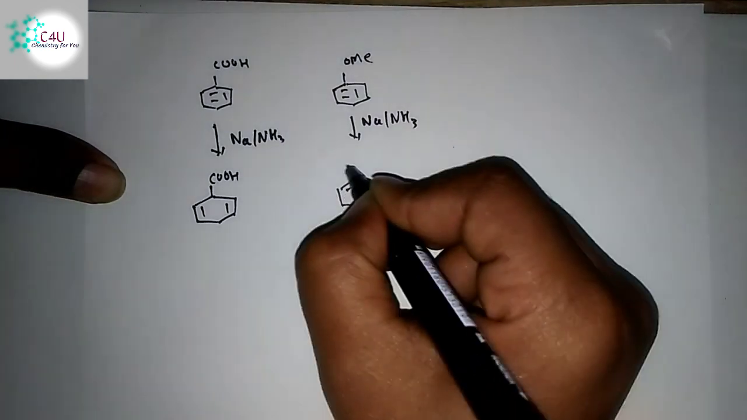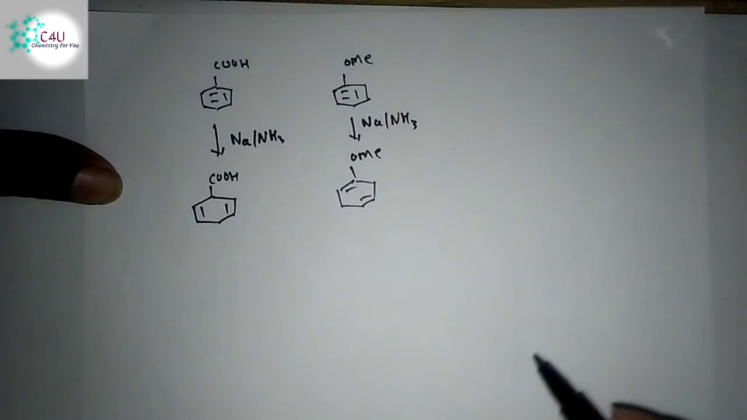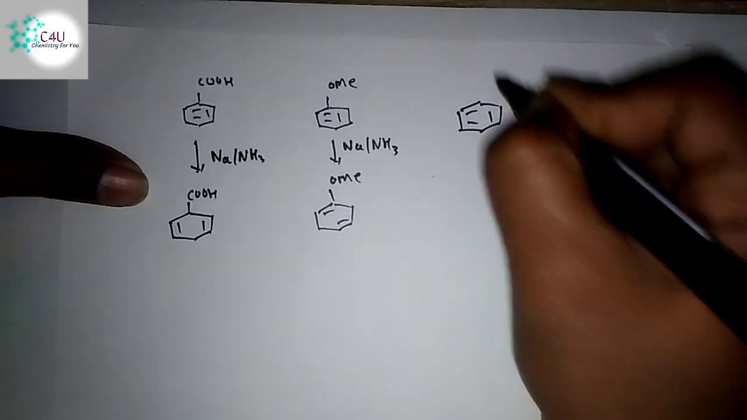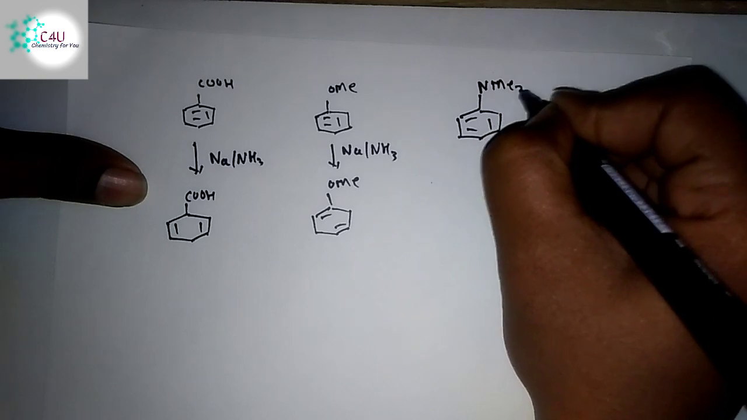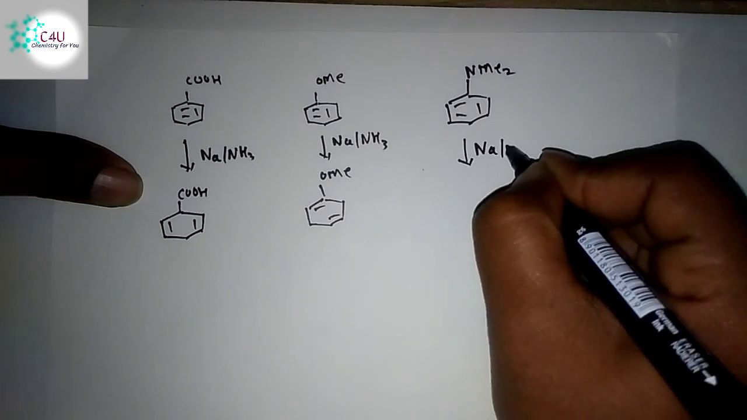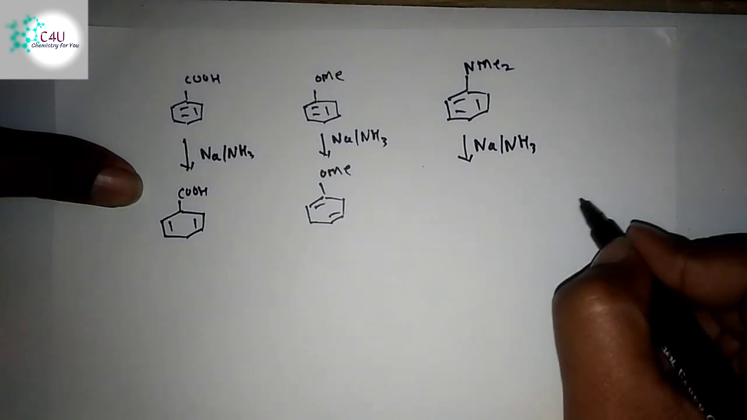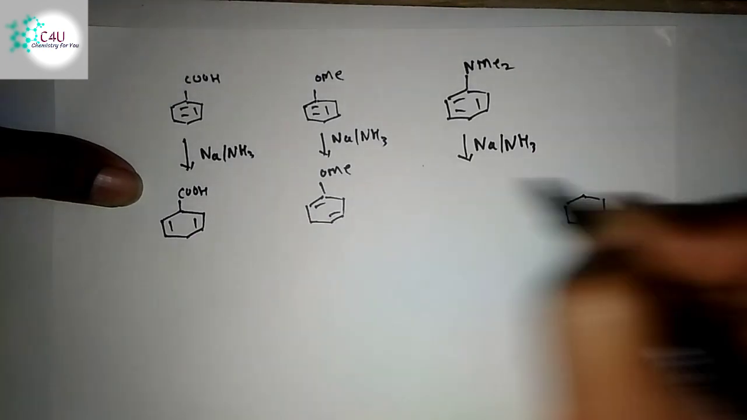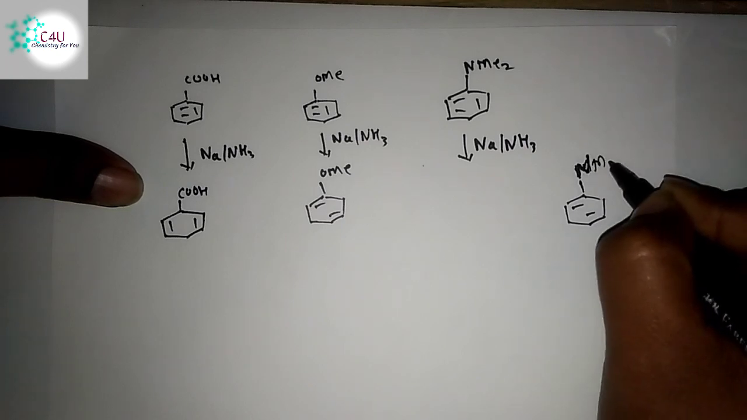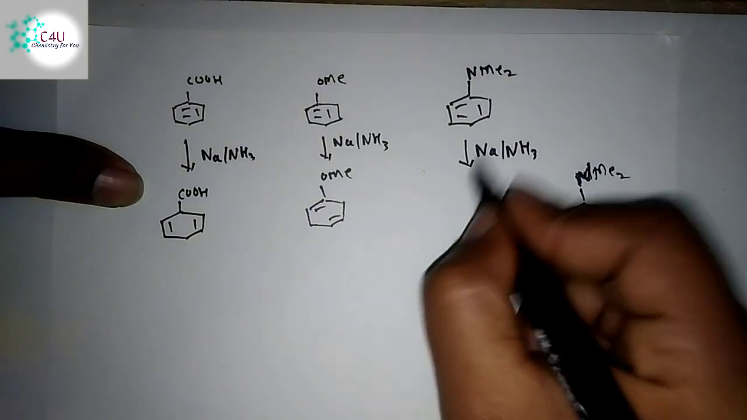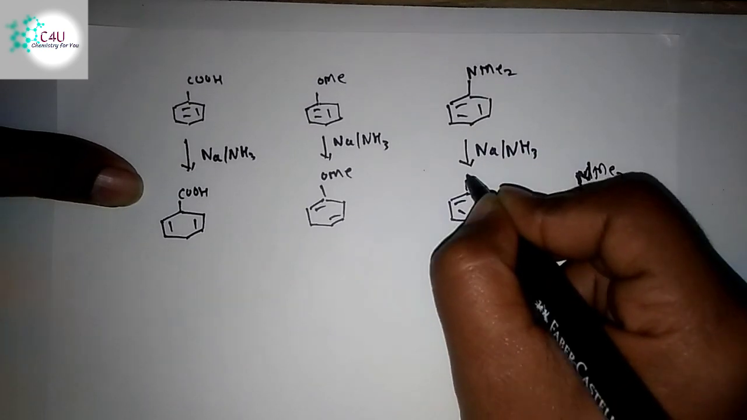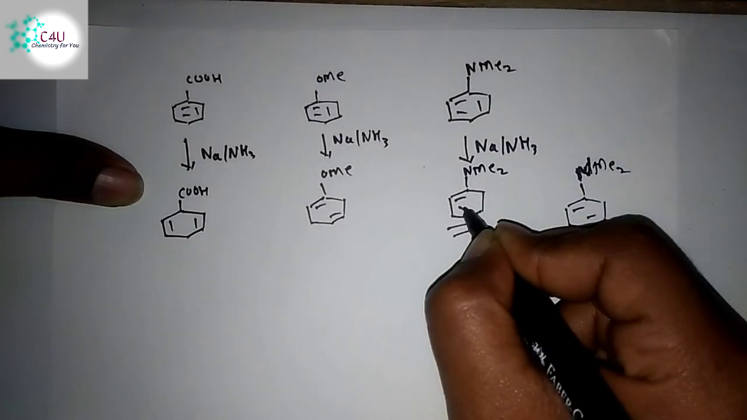But there is one exception. That means if someone asks you to do the Birch reduction of N,N-dimethylaniline, a benzene ring with NMe2, and you are given Na/NH3 conditions, then one might write the product as we know this one. Sorry, NMe2. But guys, in this case, the compound becomes a 1,3-diene. This is the exception you have to remember.